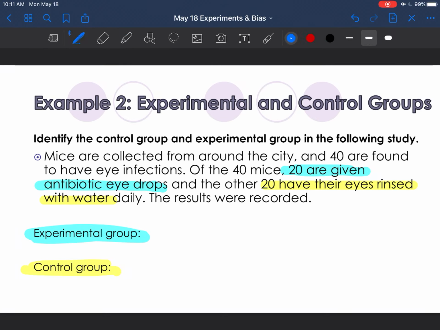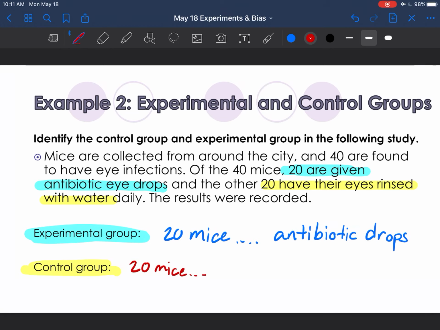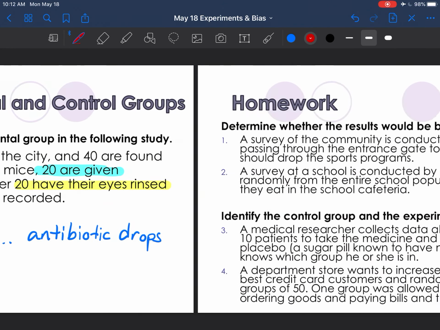Now, when you write this out, you have to be specific. You would write exactly how it says: 20 mice are given the antibiotic eye drops. You get the idea. And then you would also be specific for the control group. You would write 20 mice that get water. Okay, so that's experimental versus control group. Usually pretty easy to identify.